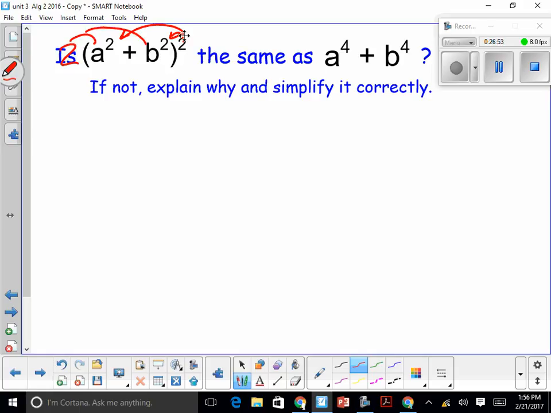To show whether these two are the same, you actually have to rewrite this thing. This exponent here says I need to write this thing twice: a squared plus b squared times another a squared plus b squared.